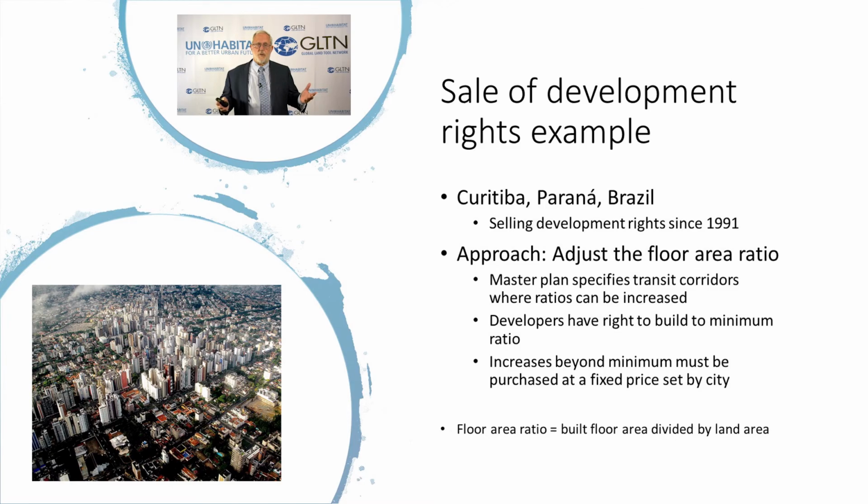Let me give you an example. Curitiba in Paraná, Brazil, has been selling development rights since 1991. Their approach is to adjust the floor area ratio. The master plan specifies that along transit corridors, which have been identified by the city in the master plan, it is possible to increase the density by increasing the built area to the land area.